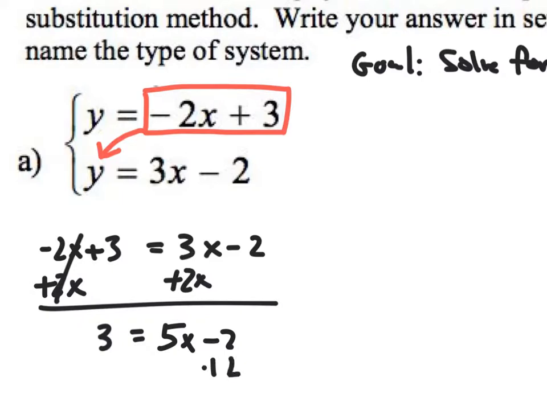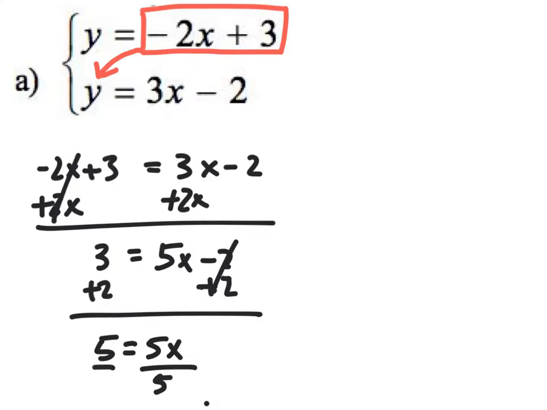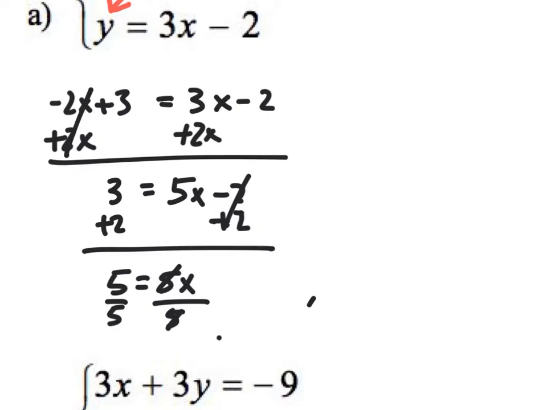Then I'm going to add 2 to both sides, and this cancels out. I get 3 plus 2 on the left side, which gives me 5, and that equals 5x. So 5 times some number x gives me 5. What's that number? That number is going to be 1, but algebraically, we can divide by 5 on both sides. This divides out to 1. So we get that x is equal to 5 divided by 5, which is also 1. So x is equal to 1, and that's our value for x.